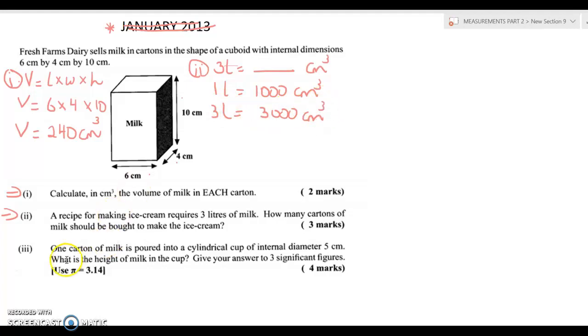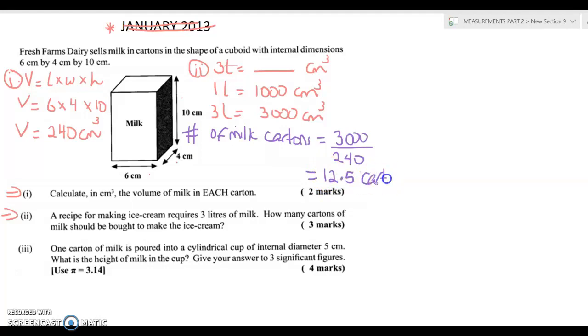Now, we want to know how many cartons of milk should be bought. So what we have to do here is, the number of milk cartons will simply be cm cube divided by the 240. And that will give us how many milk cartons is needed. And you will get 12.5.